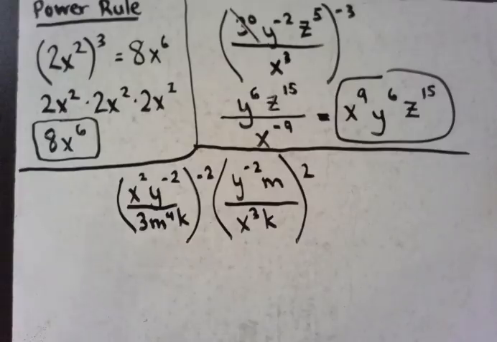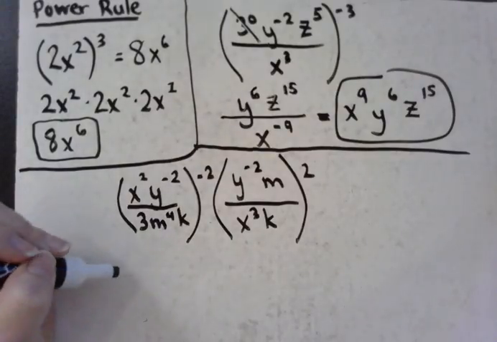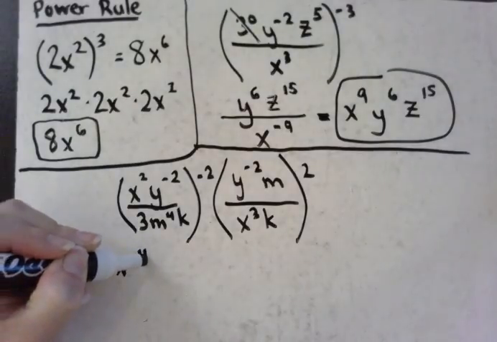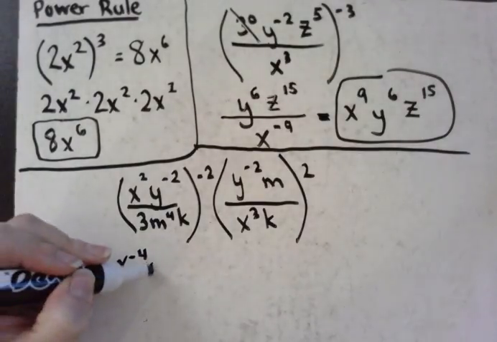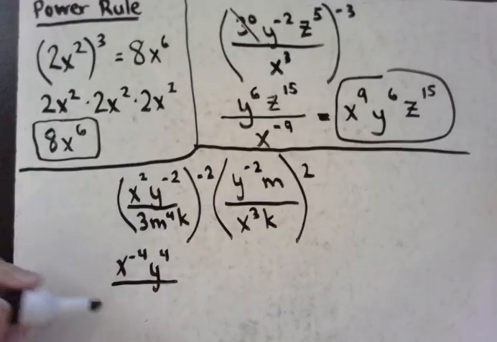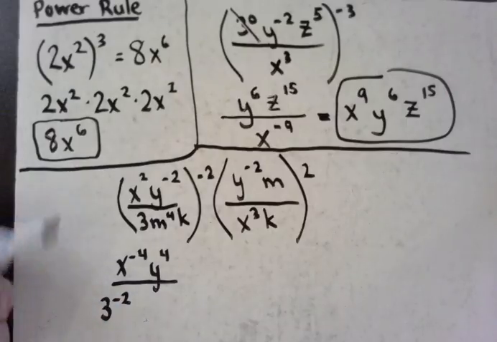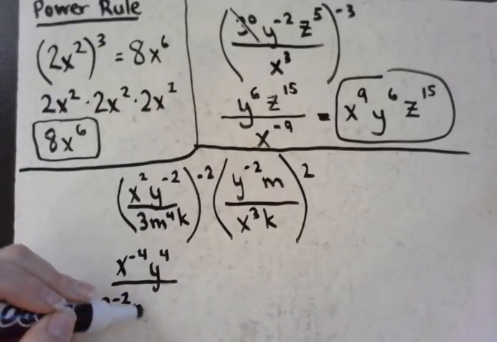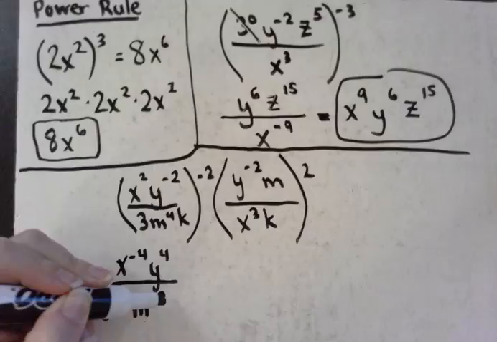So let's check this answer together. Using the product rule, I'm going to multiply the exponents. So I have x to the negative 4th, y to the positive 4. Now on the bottom I have 3 to the negative 2nd. I'll just write it like that for now. And then m to the negative 8th and k to the negative 2nd.